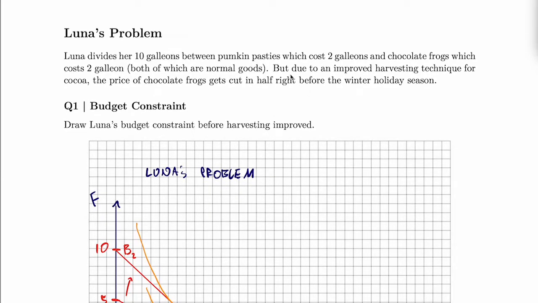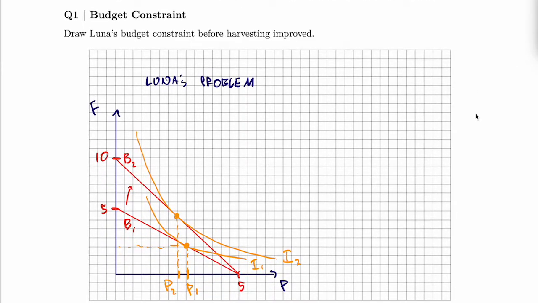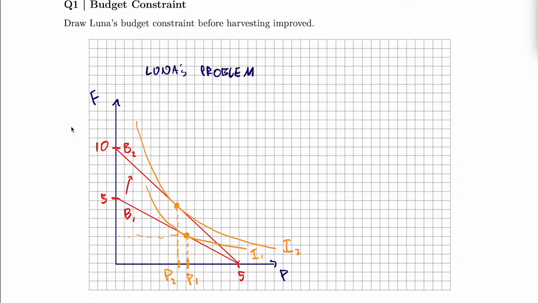Okay, and then we're told in the beginning here that there's going to be an improved harvesting technique for growing cocoa. So eventually the price of chocolate frogs will be cut in half, which happens right before the holiday season, which is going to be nice. All right, so the first question is to draw Luna's budget constraint before the harvesting technology.